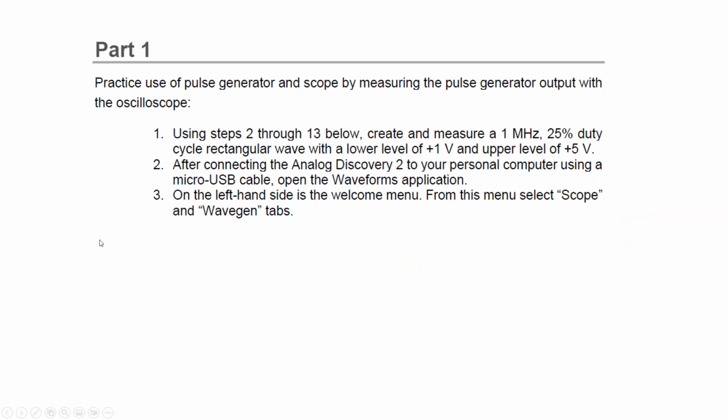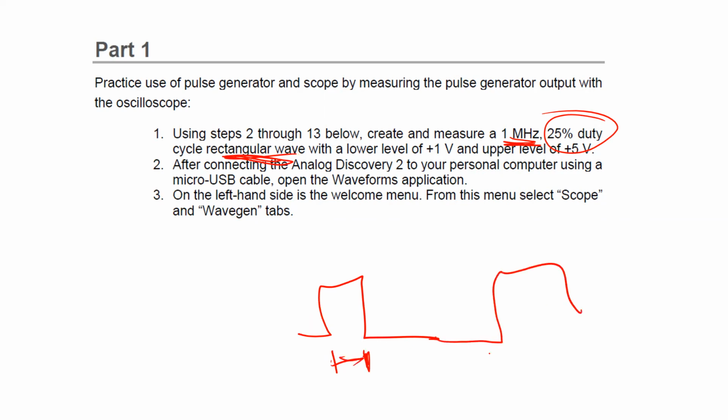Anyway, here I give you some instructions. You need to create a 1 megahertz, 25% duty cycle rectangular signal. Because it's 25%, that means this part here should be one quarter of the total. So it should look something like that. So this one is 3 times this one. Anyway, I give you some instructions. How can you do that?